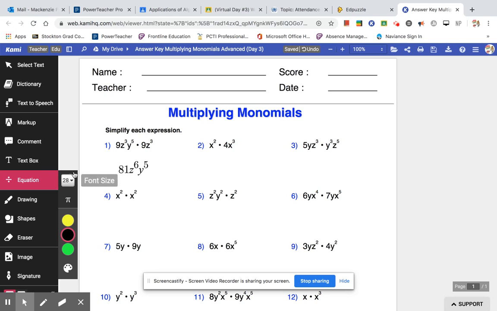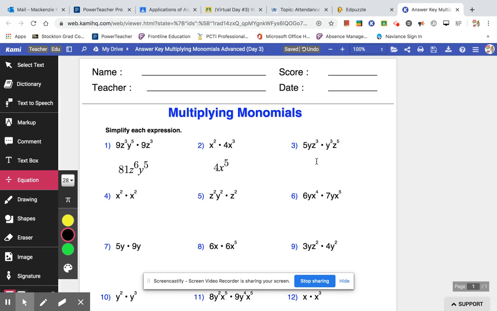If I take a look at number 2, there's only one coefficient, so we're going to keep it as 4. There's nothing to multiply it with. I only have one base, which is x, and when I add those two exponents together, the 2 and the 3, it becomes x to the 5th. A lot of us did that one really well, so I'm not going to spend time on it. But again, the idea is to multiply coefficients if you have them, keep the base, add the exponents.